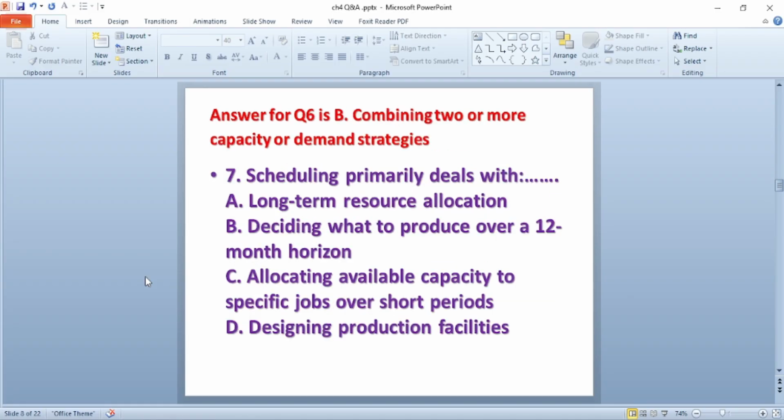Question number 7. Scheduling primarily deals with dash. A. Long-term resource allocation. B. Deciding what to produce over a 12-month horizon. C. Allocating available capacity to specific jobs over short periods. D. Designing production facilities. The answer for this question is C, allocating available capacity to specific jobs over short periods.